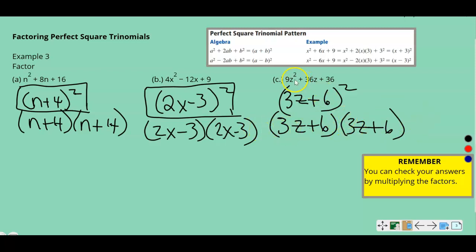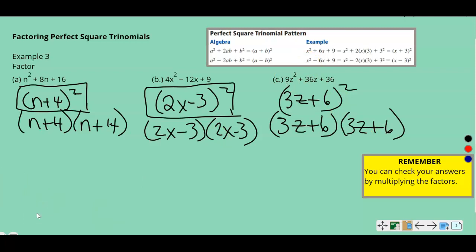3z times 3z is 9z squared. 3z times 6, I should say, is 18z. 6 times 3z is another 18z. 18 and 18 give me 36z in the middle. 6 times 6 is 36.